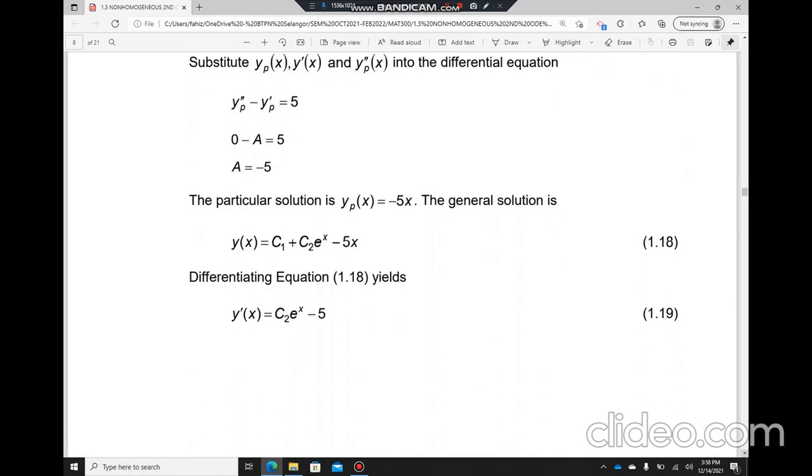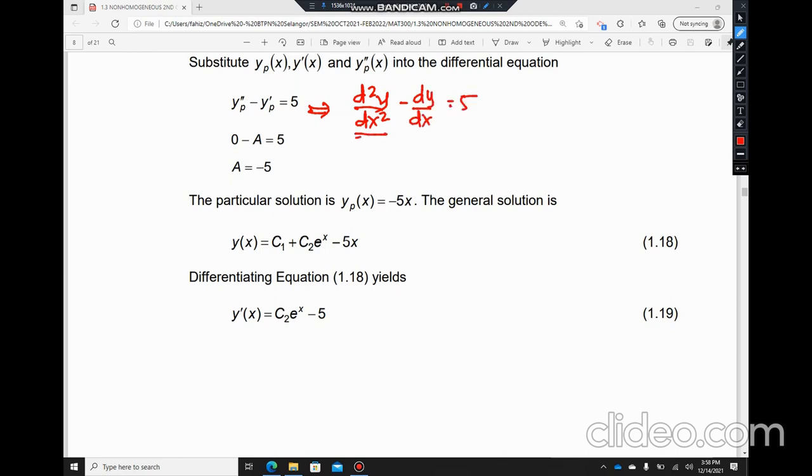Kita buat macam tadi, masukkan dalam soalan asal kan, second derivative ni, d square y dx square minus dy dx. Okay, ni kan soalan asal tadi, d square y dx square minus dy dx equals 5. So kat sini ganti dengan y double prime. So y double prime kita 0. And then this one y prime, okay, y prime equals A. And then sebelah kanan 5.